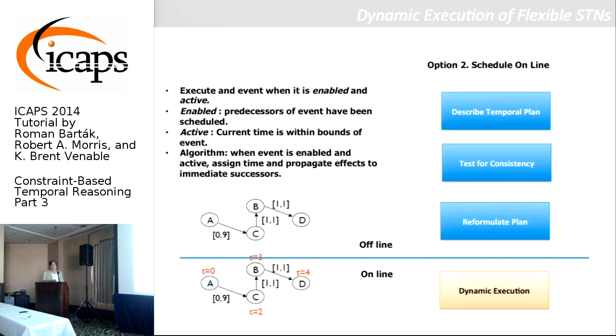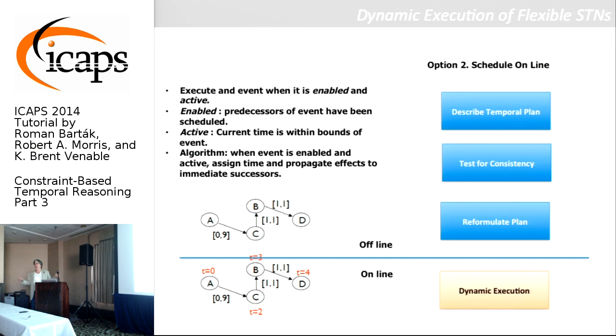Okay, so then dynamic execution. The dynamic execution algorithm itself is a fairly simple process of choosing an event to execute and then propagating the effects. So the algorithm is roughly speaking, you execute an event when it has two conditions that are true, enabled and active. So an event is enabled when the predecessors of the event have been scheduled, and an event is active when the current time is within the bounds of the event. Okay? So the algorithm just says when an event is enabled and active, assign time and propagate effects to immediate successors. That's the dispatching algorithm or the execution algorithm of a temporal plan.